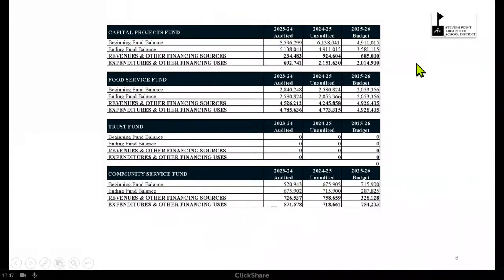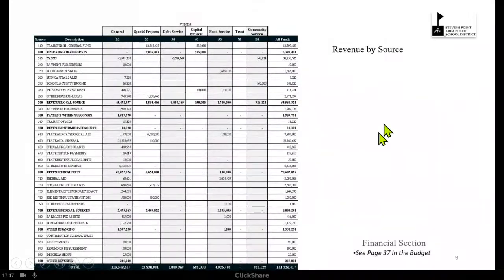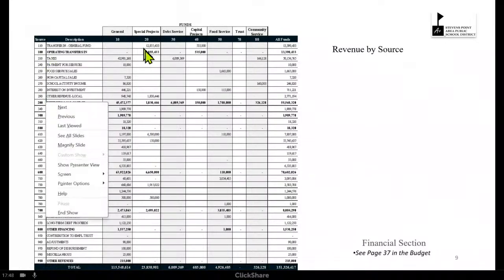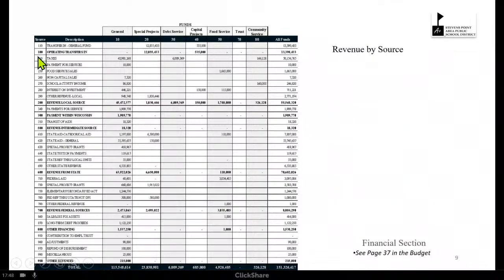So that's the overall picture of the budget. We can go into a little more detail. I'm gonna go through these slides kind of fast. There's a lot of detail here. So this is revenue by source. So source is where the money is coming from. Okay, so on this slide, we have all the source codes on the left. We have their descriptions next to them. So again, this is telling you where the money is coming from.